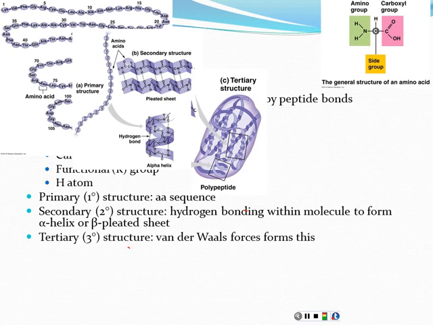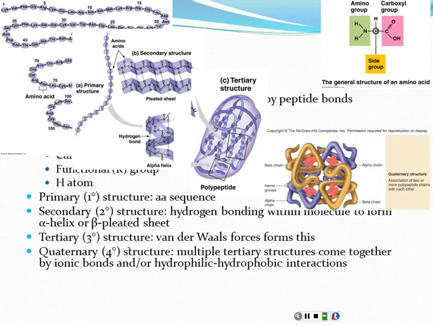And when we start to have more interactions, so van der Waals interactions between different parts of the primary sequences, now we're going into the tertiary structure. Okay? And when we have multiple tertiary structures together, so over here we have 4 tertiary structures interacting with each other, this is a quaternary structure. And now we have all kinds of interactions.